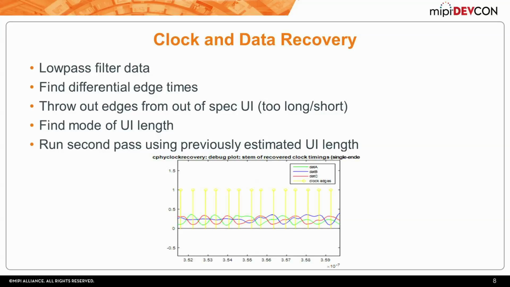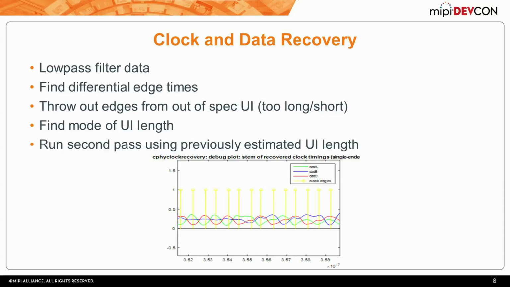And then you take the differential edge time. So you take your differential waveforms of A minus B, B minus C, and C minus A, and find where they cross 0. The actual way you do that is by interpolating. Let's say you go from 7 millivolts to minus 3 millivolts. You'd say 70% along that time interval is when the actual 0 crossing is. So you build up a relatively accurate series of edge times out of that.